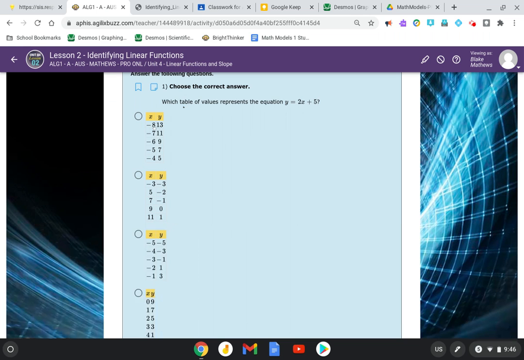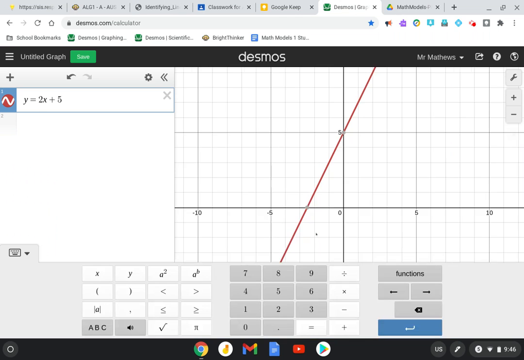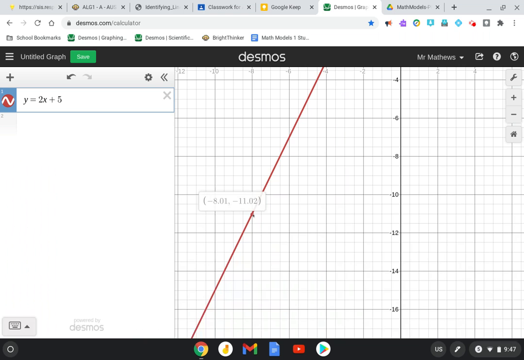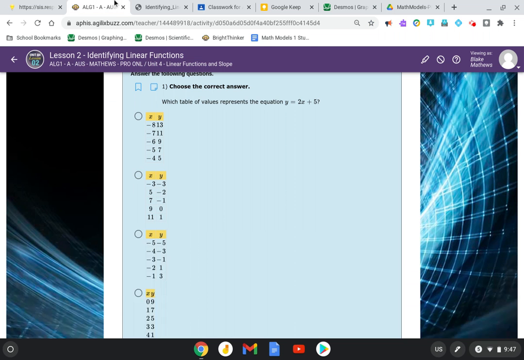So think about it this way. Each of these lines represents a point on the graph. I'll just do this first answer choice as an example. Let's see if these are on the graph. So -8, 13. I'm going to look at -8, and I want to see if the y value is 13. So -8 is about right. There it is. I just zoomed in. -8 has -11. It's not positive 13. So I already know that's not the answer choice.